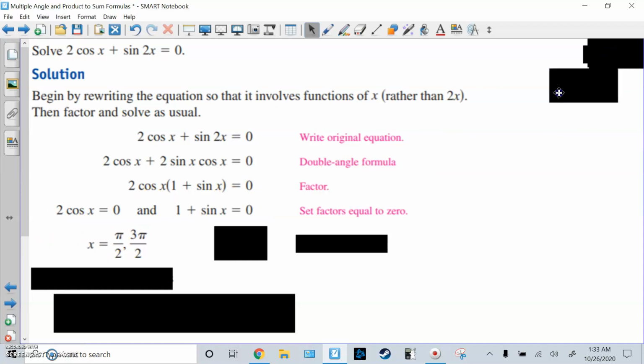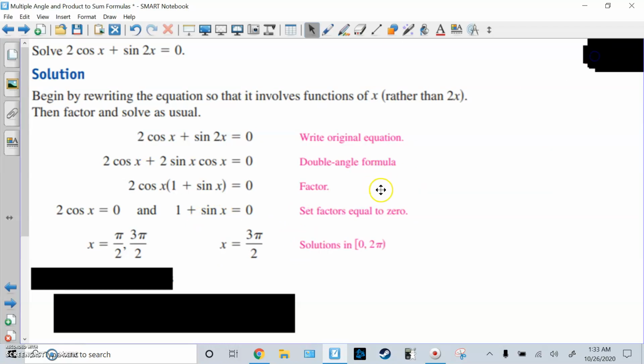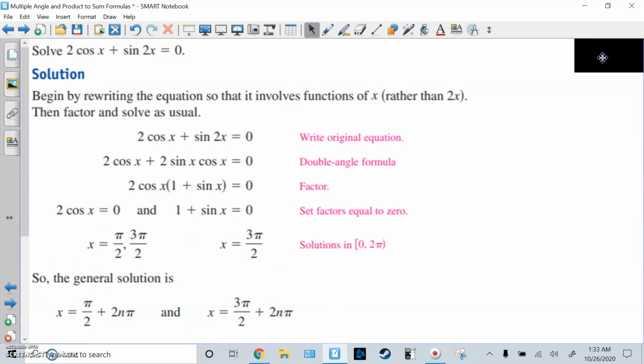The first one, where's cosine x 0? That's pi over 2 and 3 pi over 2. If you subtract 1, where's sine x negative 1? You get 3 pi over 2. That's for within 0 to 2 pi. If I want the general solution, I'm going to add 2 pi n to each. Alright, that's a repeat, 3 pi over 2. Actually, since they are exactly 180 degrees from each other, I can combine these two and just say it's pi over 2 plus pi n. Same thing.